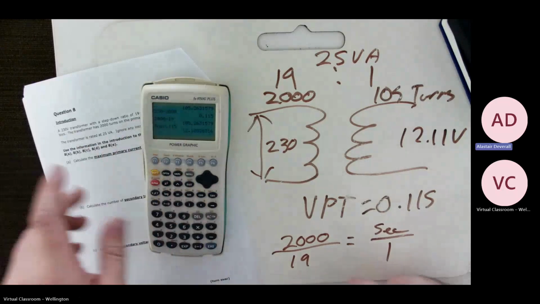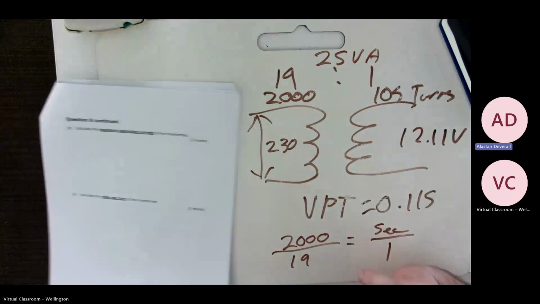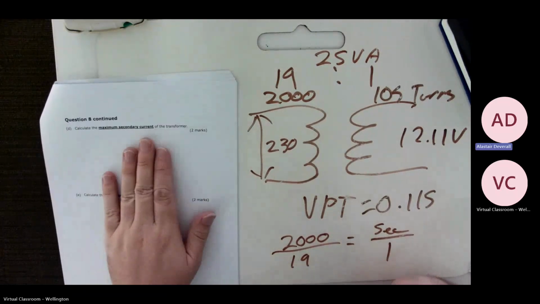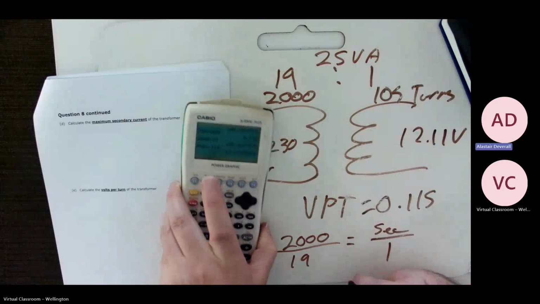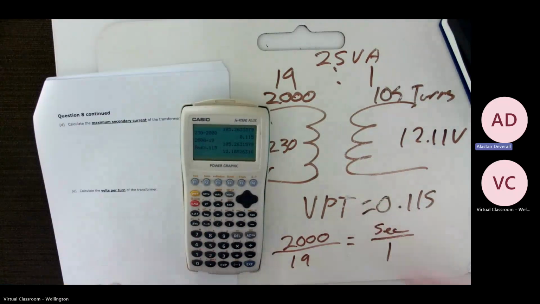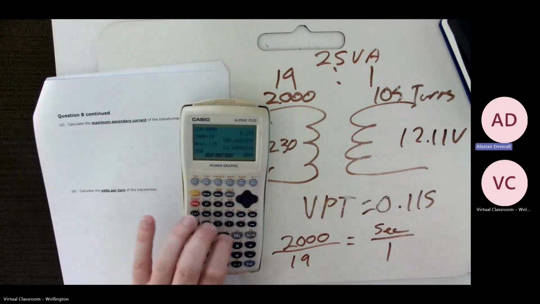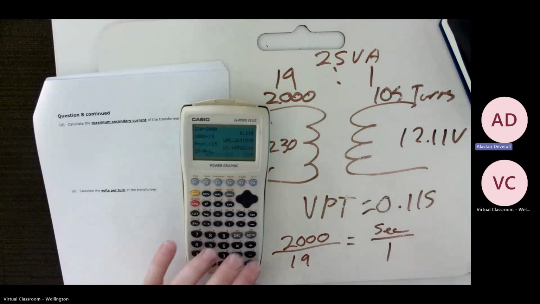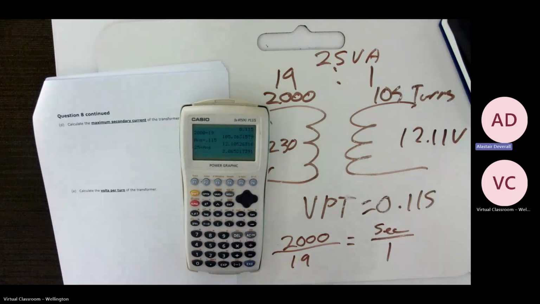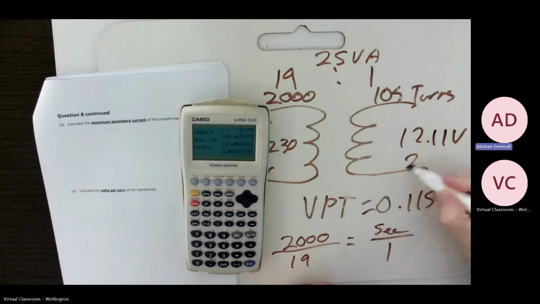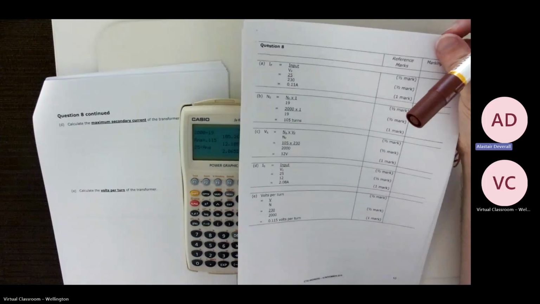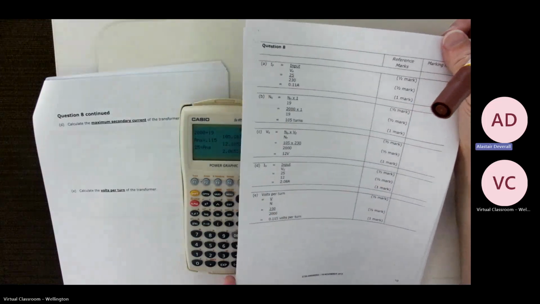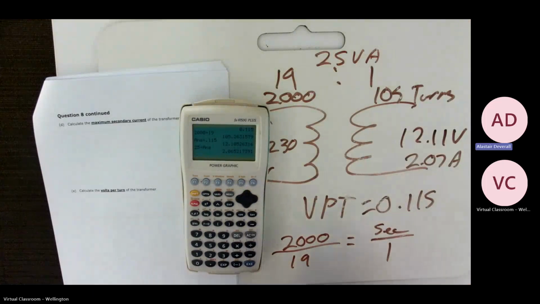Now we move on to the next question. So that's C complete. On D, calculate the maximum secondary current. Now, if we have the voltage, which is 12.1, and we divide the VA by that value, so 25 divided by 12.1, we will get 2.065, so 2.07 amps. If we look, they had that 2.08 amps. That is a rounding error, as per usual on the exam paper.